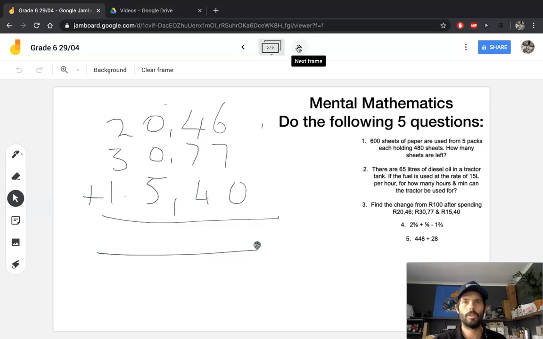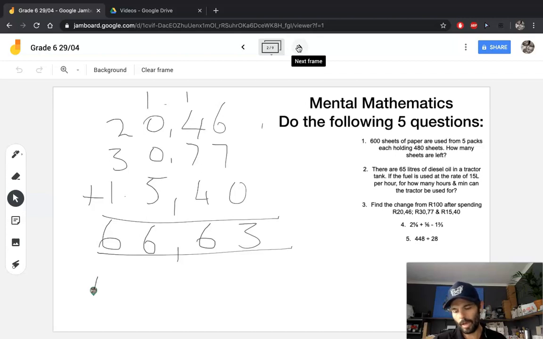Okay, so 6 and 7 is 13, carry the 1, or carry the 10, sorry. Then we have 10, 40, 70, and 40, which we can say 4, 7, and 4 is 15, plus the 1 is 16. So that leaves me with 160, so I put the 6 down, and I carry the 1, which is the 100. 100 and 500 gives me 600. And that gives me 666 Rand 63.